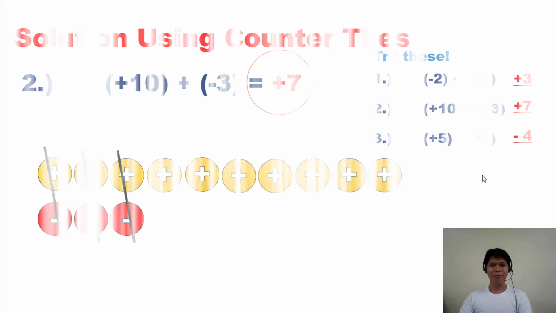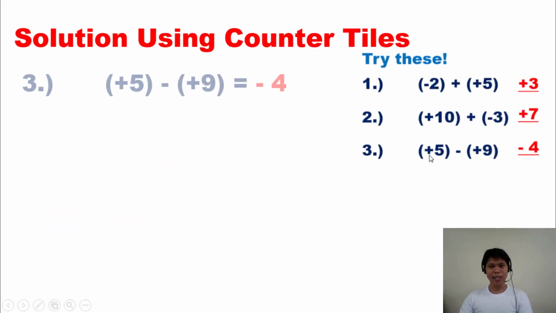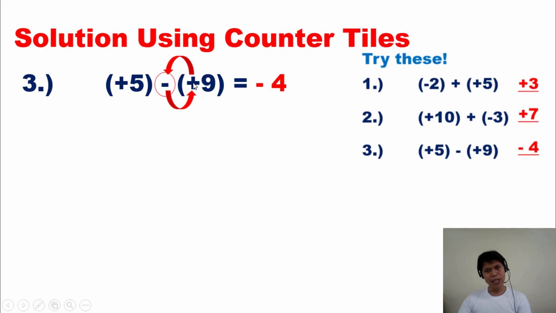Next, we have the last one, which is positive 5 minus positive 9, which is negative 4. So how are we going to do it? If you observe, this is a subtraction symbol. In using tiles, I recommend that you transpose this into a positive or an addition symbol. And how? Just interchange the two. This positive will transfer here and this negative will be written here.